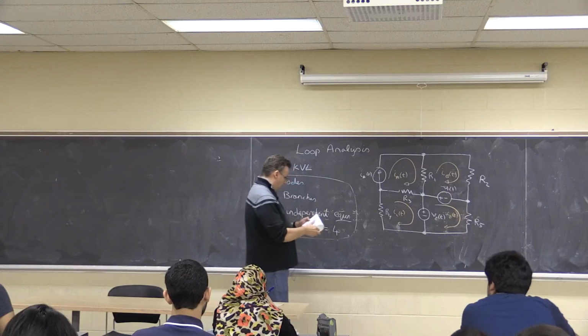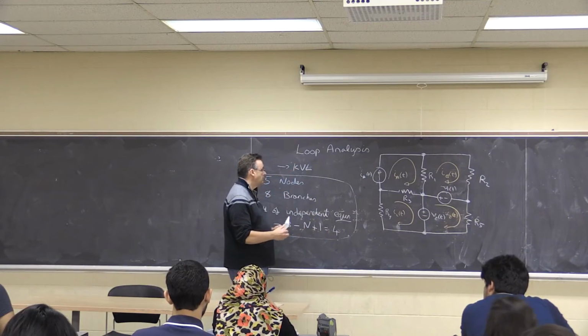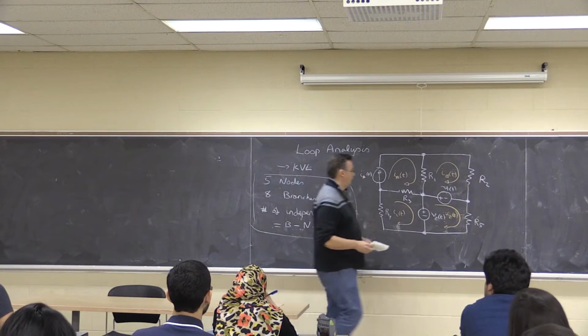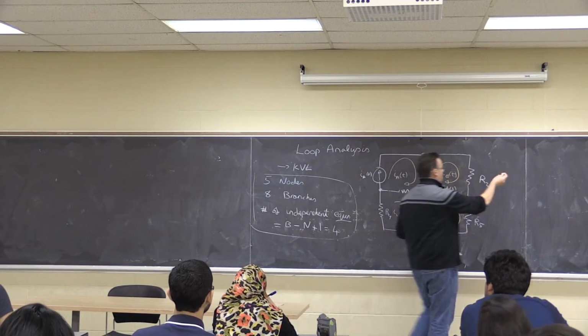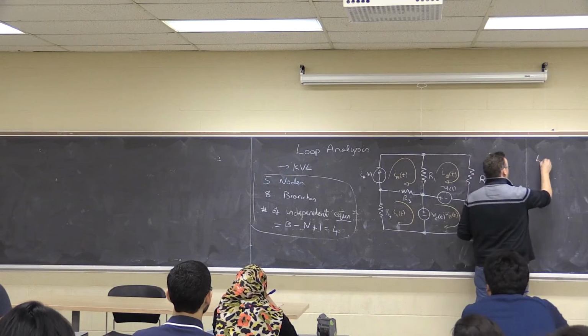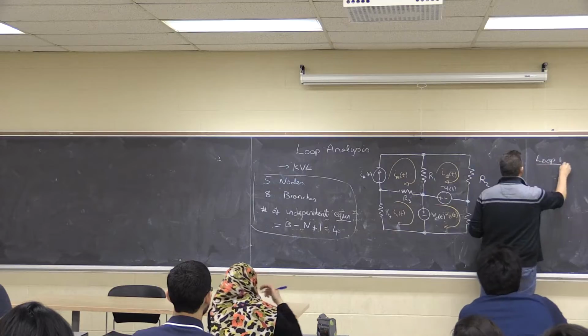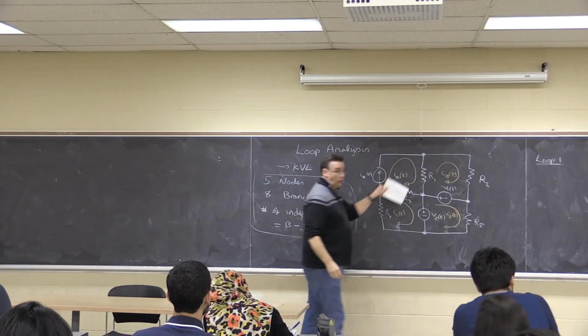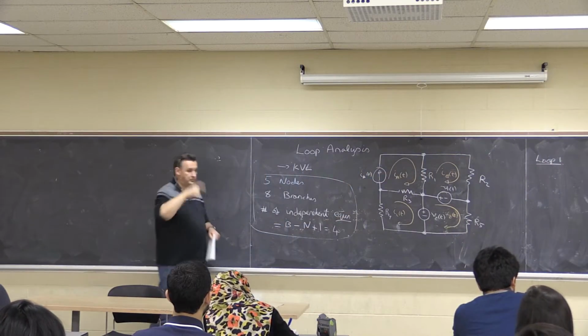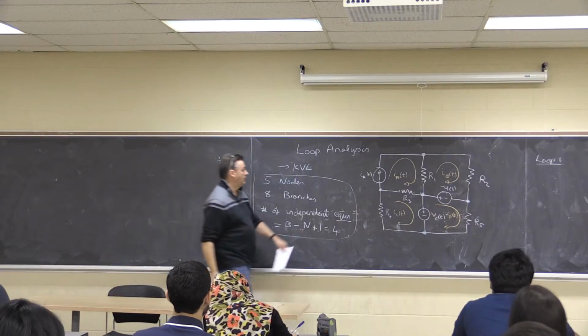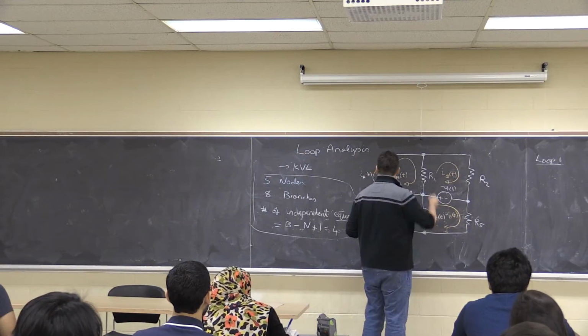So let's write down what we know about this. So I guess we can look at loop 1. And for loop 1, when I've got a current source in the loop, I'm given the current, so I know what I of A is.